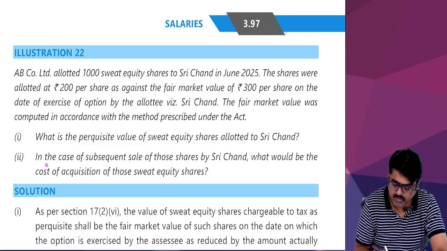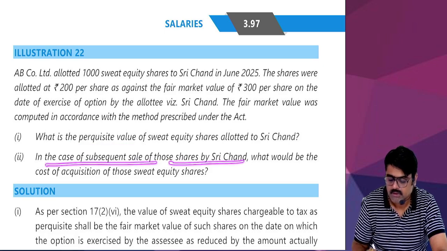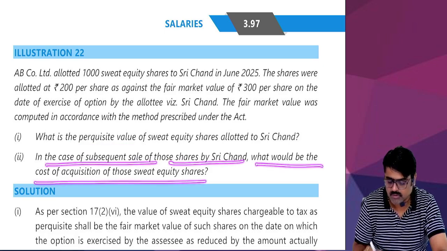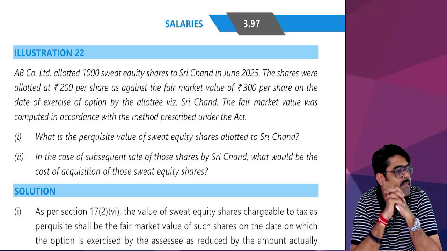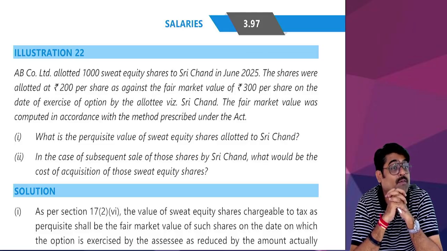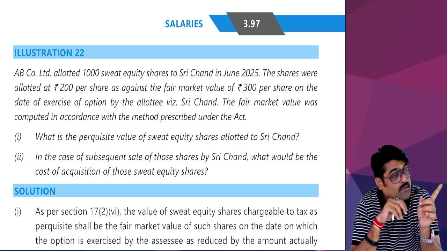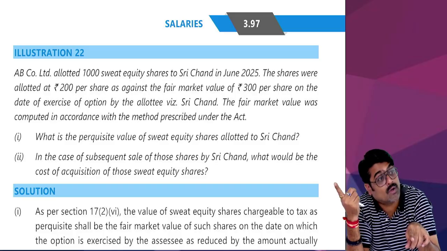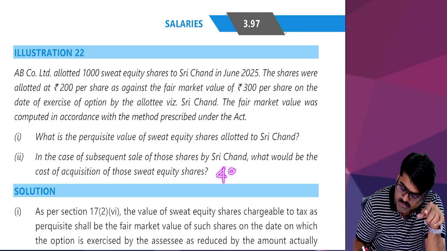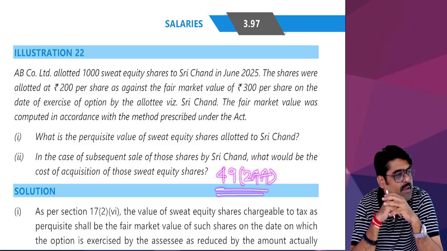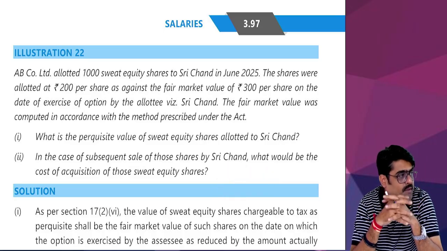So what is the perquisite value? 1 lakh. In case of subsequent sale of these shares by Sri Chand, what would be the cost of acquisition of these shares? 3 lakhs. How come? The fair market value of the shares as on the date of exercise of option, which is considered to calculate the perquisite value. Yes or no? That same fair market value will be treated as cost as per 49 2AA. Do you remember in the first session?